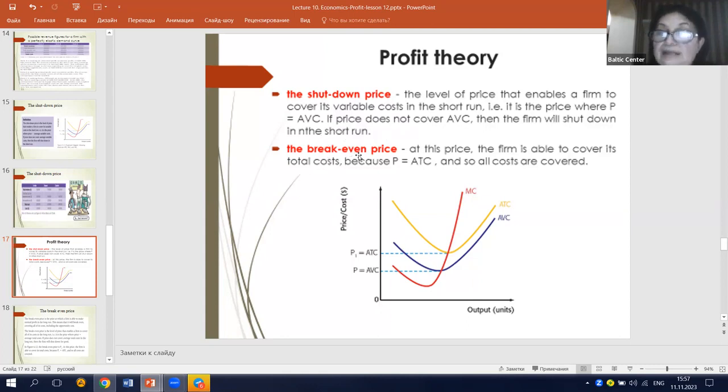So, and the break-even price, когда он, например, получает, да, определенную прибыль, ну, пусть даже будет там 5%, 10%, да, so the price the firm is able to cover all the total costs because P is equal to ATC, average total cost, and so all the costs are covered.